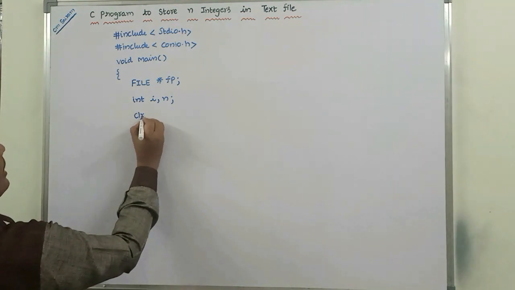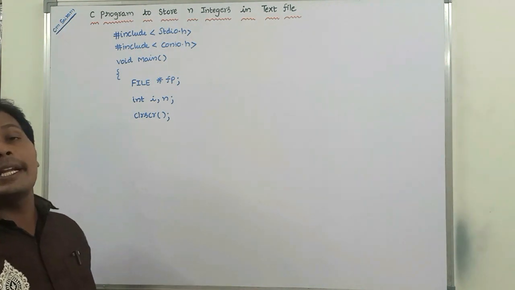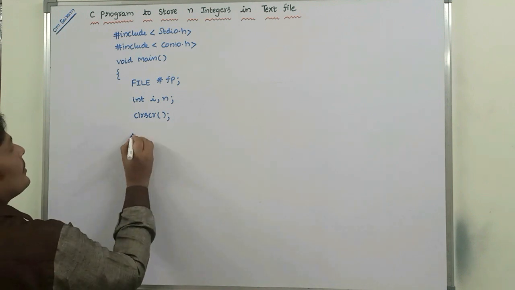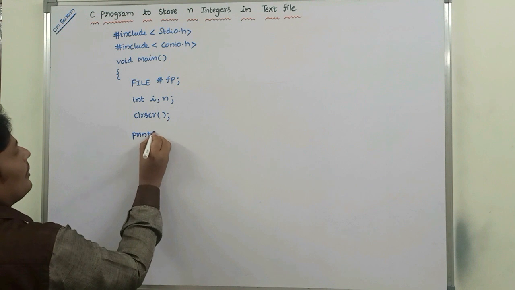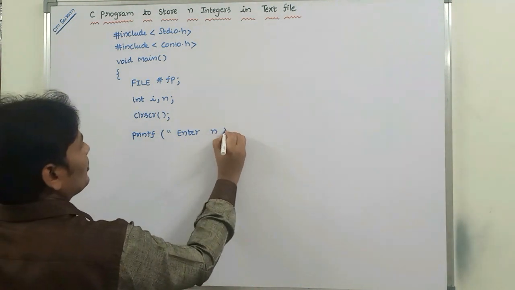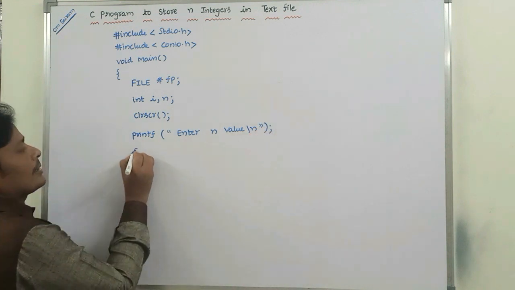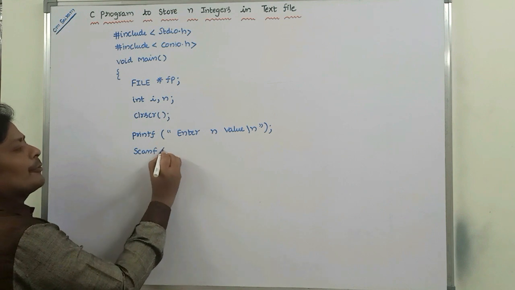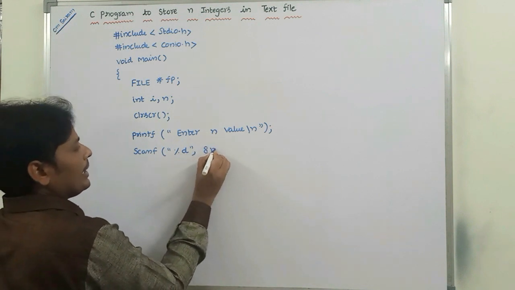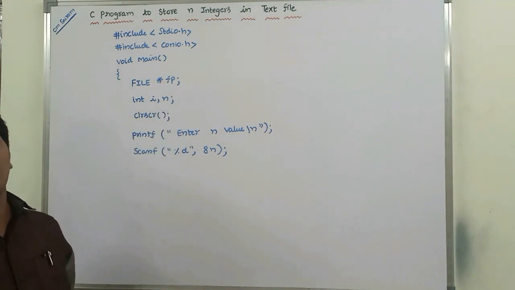Next, clrscr. First, we have to read n integers from the keyboard. So printf enter n value. Then scanf, to read the n value from the keyboard, we have to write the scanf function with ampersand n.